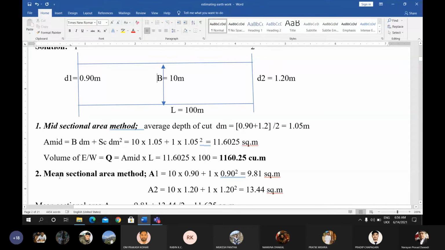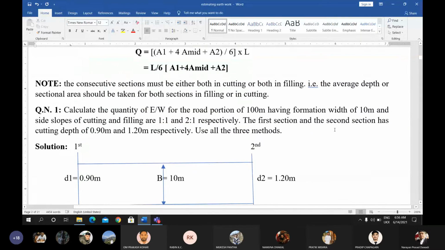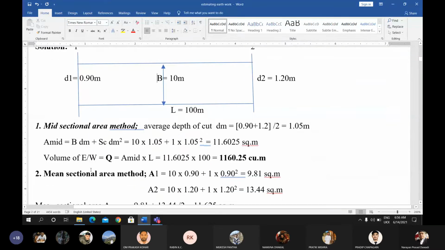Now the volume of earth using the mid section area: Q is equal to area mid into length between the sections. Area mid is 11.6025 into length between the sections, 100 meter, given in the question. The volume of earth will be 1160.25 cubic meter using the mid section area method.